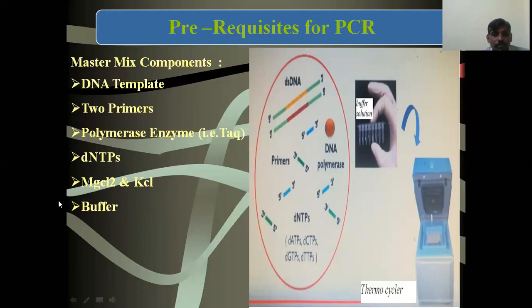And in the buffer, we maintain the pH value. Moreover, this buffer creates a suitable chemical environment for the activation and action of the polymerase enzyme. So the mix has buffer, MgCl2 and KCl, dNTPs, polymerase enzyme, two primers, and DNA template. These are all taken in a small PCR test tube, a polypropylene test tube, as a master mix and put in the thermocycler device. The thermocycler is an automated pre-programmed device to conduct the amplification process.